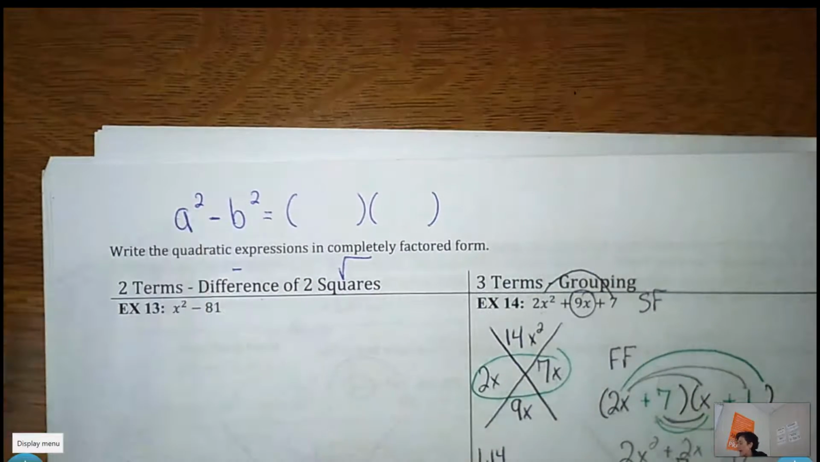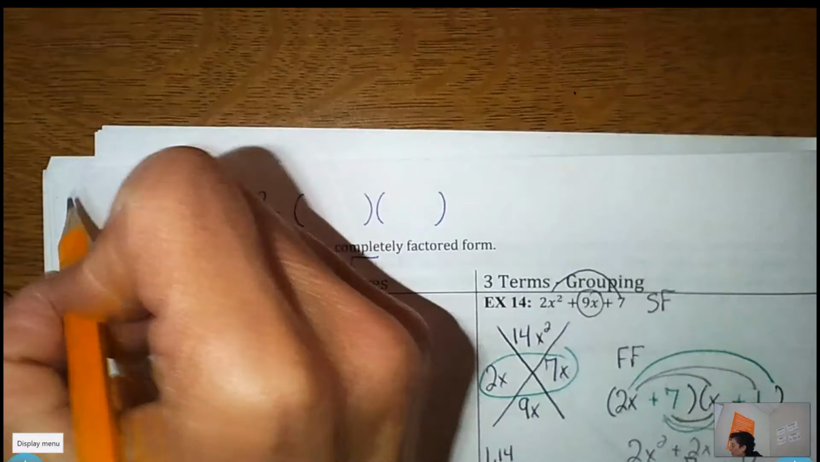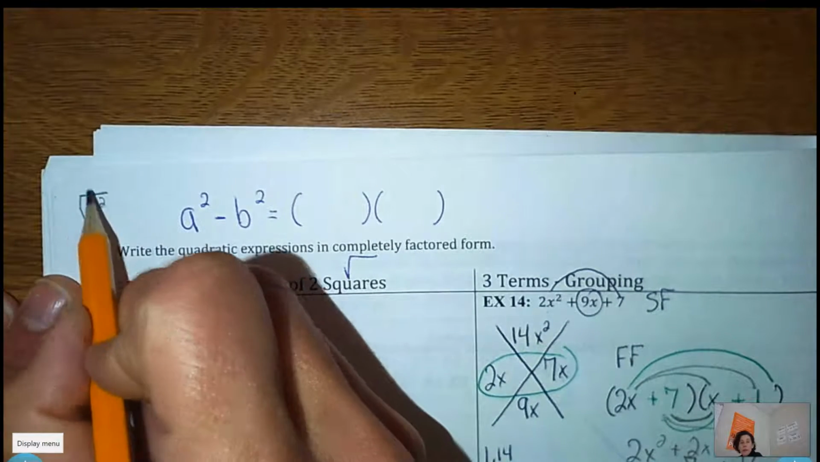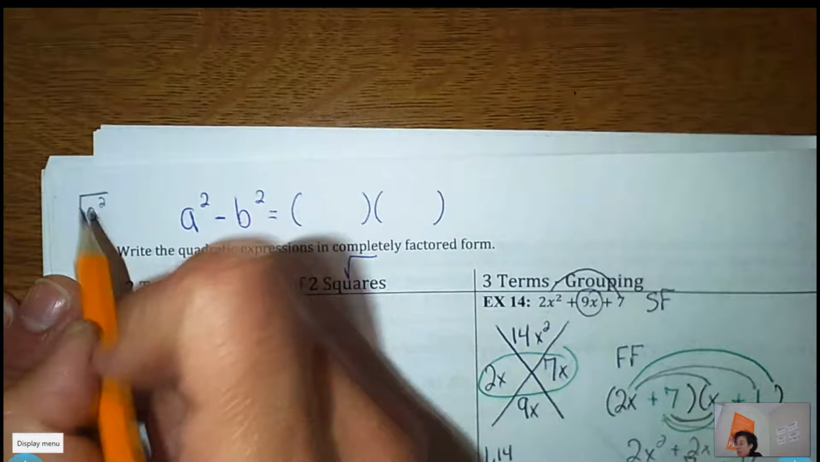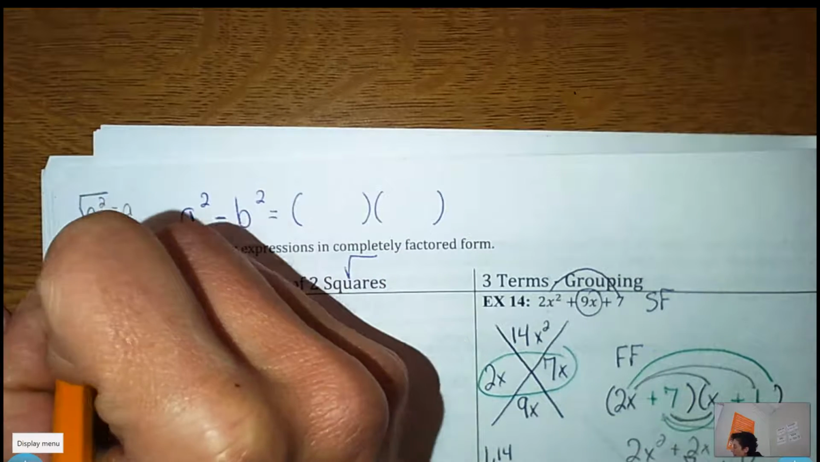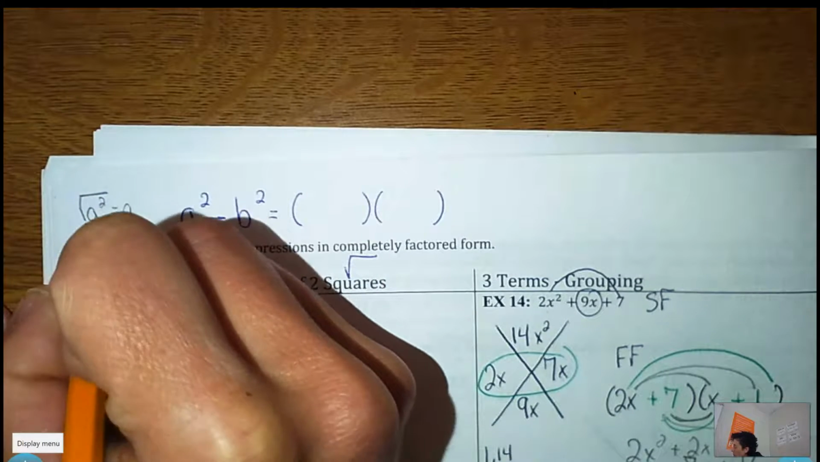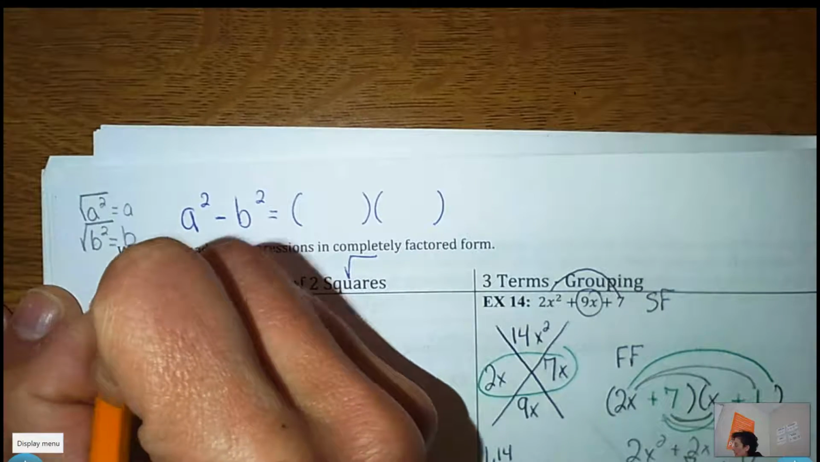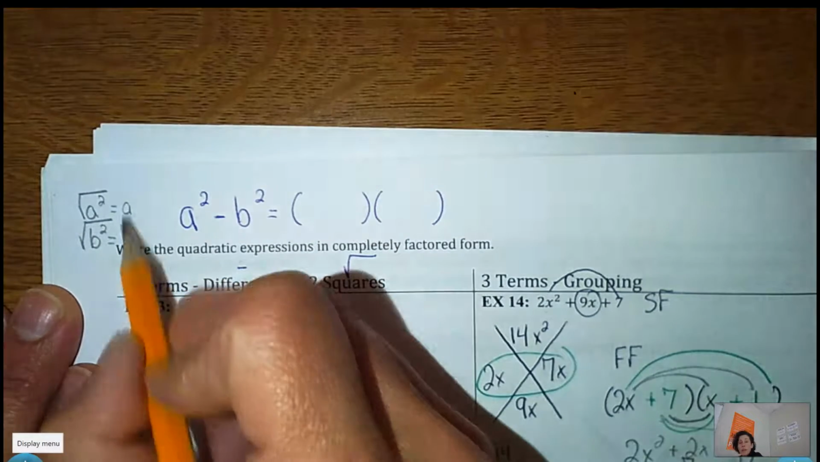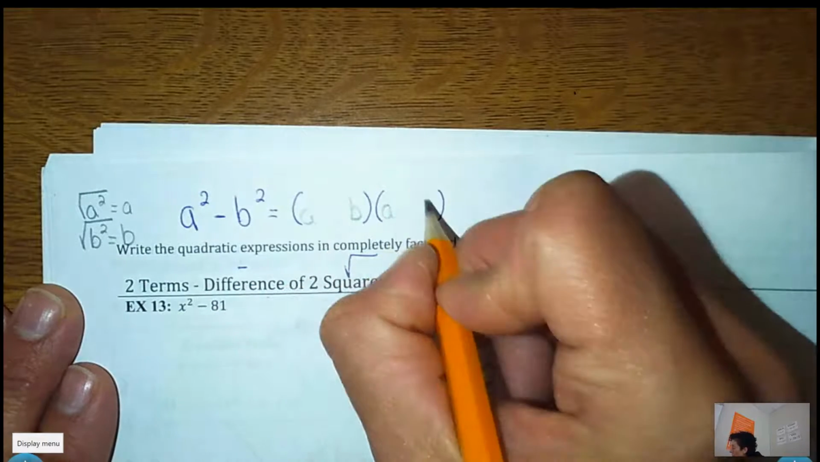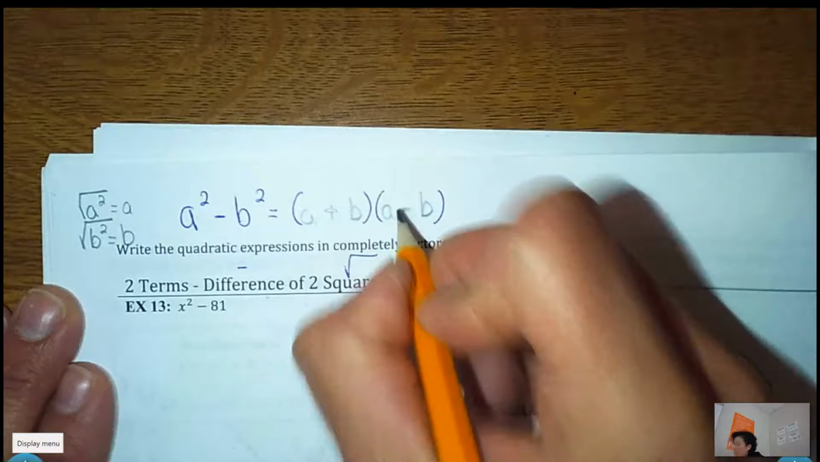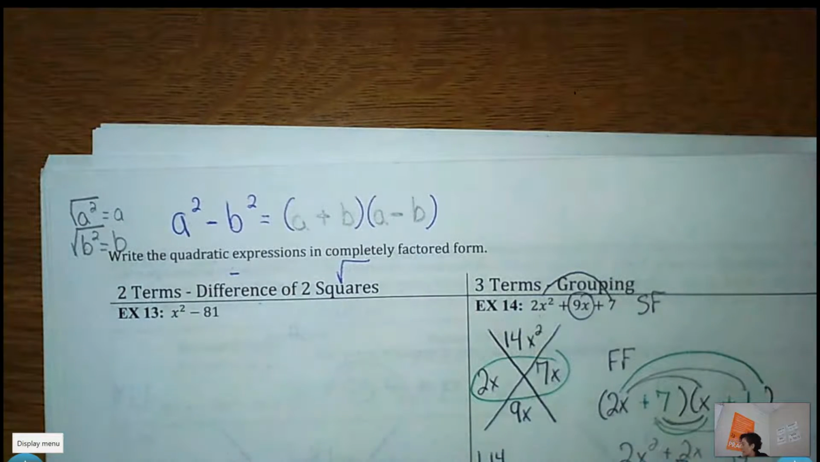So for instance, if I were to take the square root of a squared, this square root cancels out this squared, so you're just left with an a. And if I were to take the square root of b squared, the same thing happens. This square root cancels out the squared, and I'm left with a b. And once you know their square roots, they can become the terms inside your factor connected with one addition and one subtraction. So let's take a look.